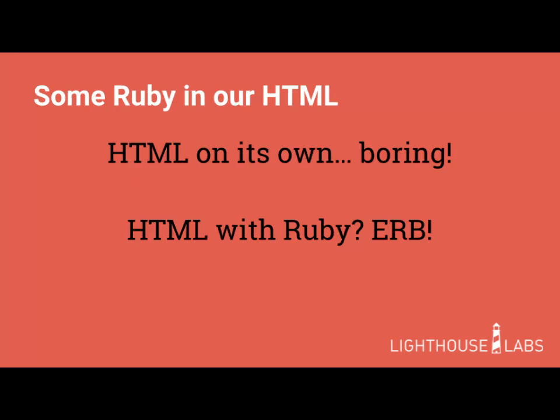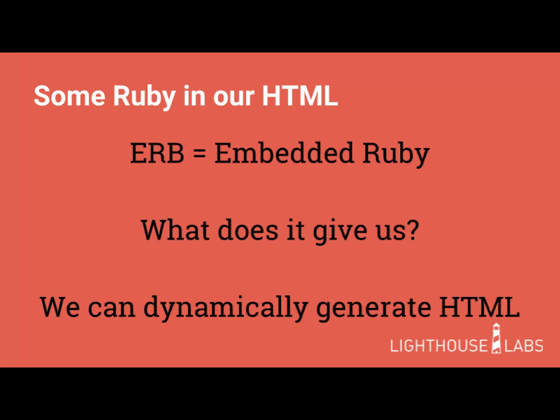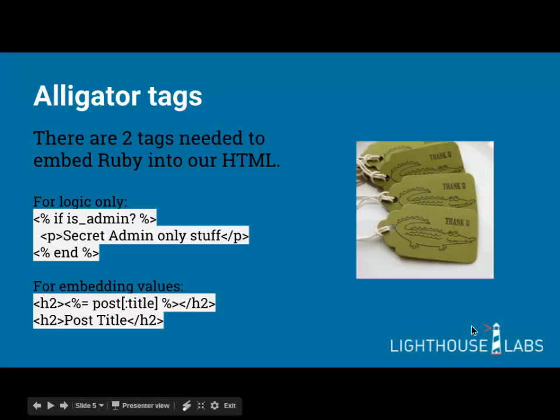So I always kind of wince at this slide because I think HTML is pretty interesting. I don't think it's boring, but it definitely does get a little bit more interesting with what we call embedded Ruby, so ERB. Everything in Ruby has that RB suffix. This allows us to dynamically generate HTML. Now, we basically use just ordinary HTML with a couple of exceptions, different alligator tags. And these alligator tags let us either execute code or output something to the screen.